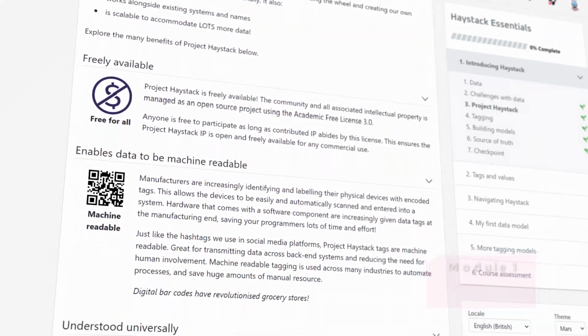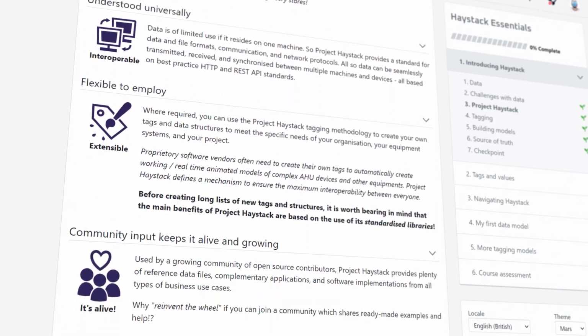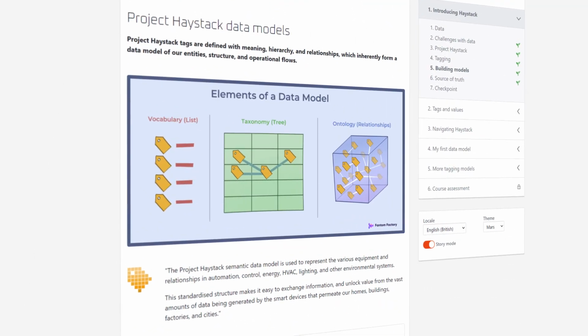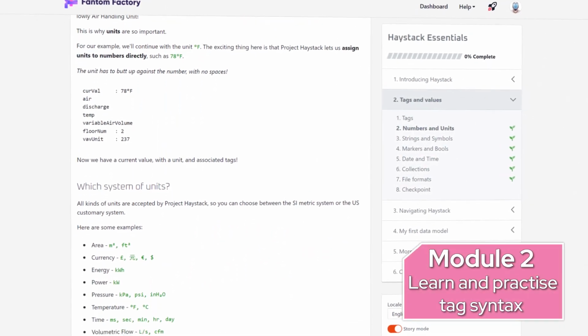The course itself assumes that you don't know anything about it at all, so it starts at the beginning with tags and explains what they are, what their relationships are, and what kind of data values they can hold.